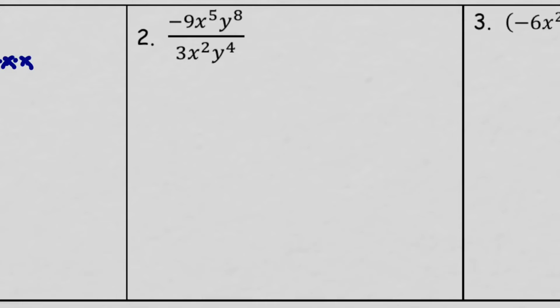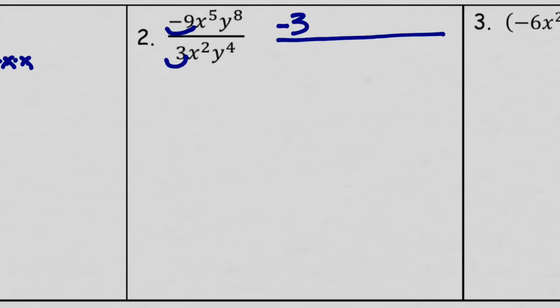Our next one looks a little bit different because we've got that fraction bar, but it really doesn't change anything about the way we're going to proceed. I'm going to take my whole numbers first, and I have my -9 divided by 3. So I know that negative 9 divided by 3 is going to give me negative 3, so I'll start by writing that. And now those are finished. I don't have to deal with those anymore.